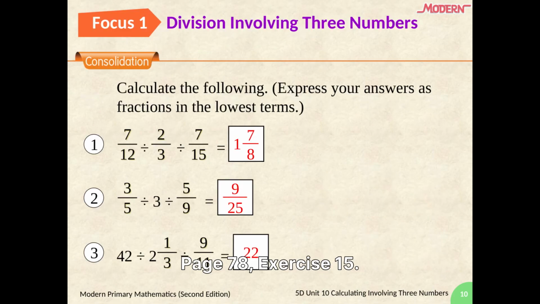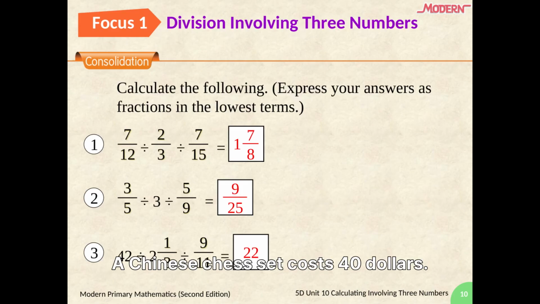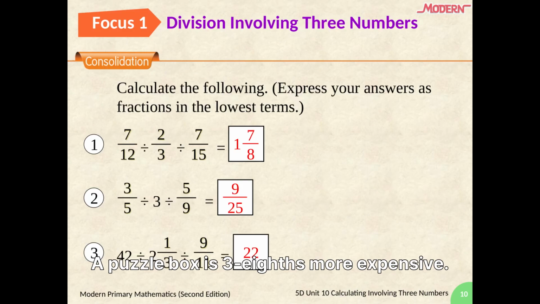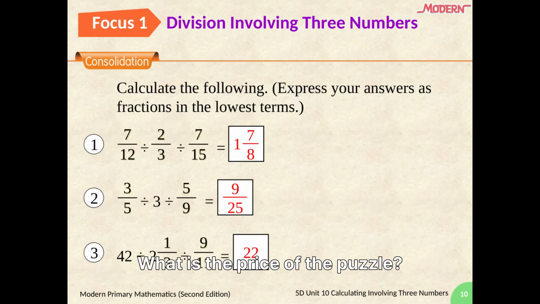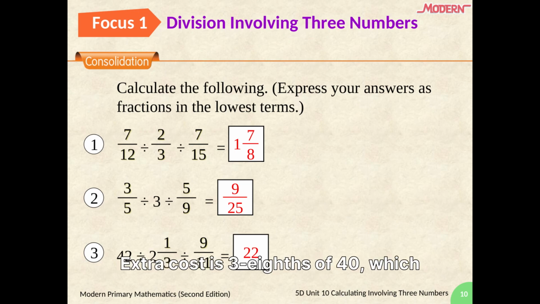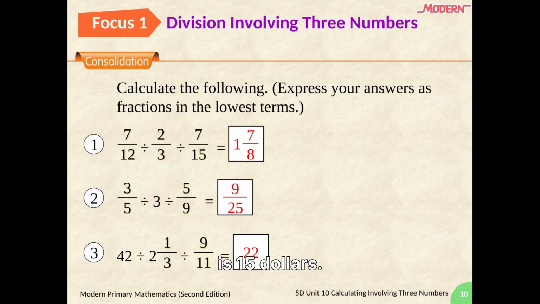Page 78, exercise 15. A Chinese chess set costs $40. A puzzle box is 3/8 more expensive. What is the price of the puzzle? The thinking way here is to find the extra cost, then add it. Extra cost is 3/8 of 40, which is $15. So 40 plus 15 equals $55.